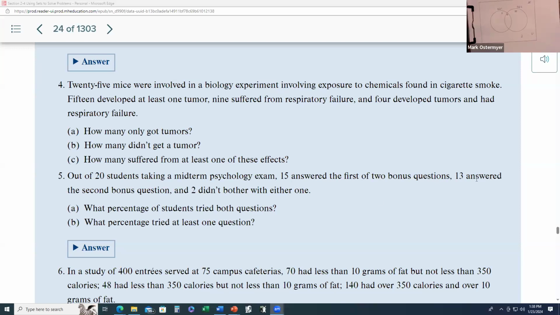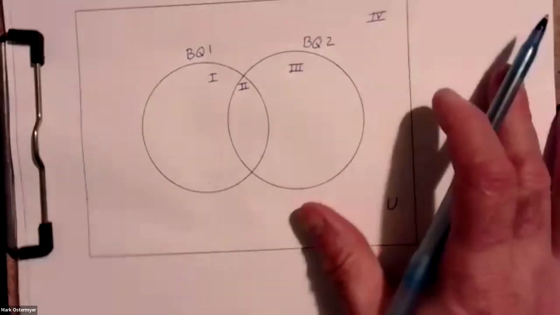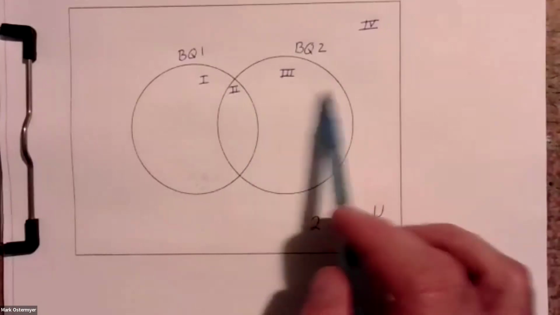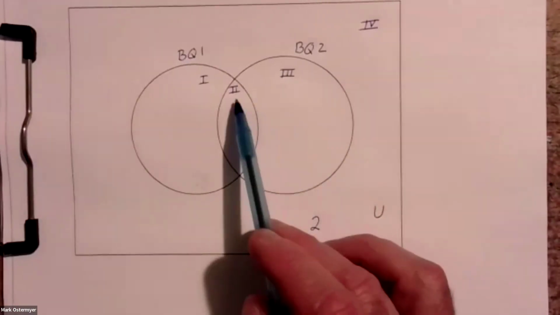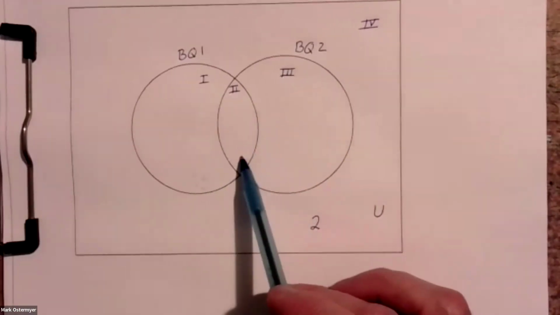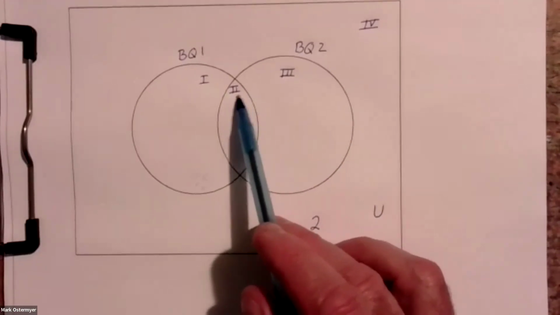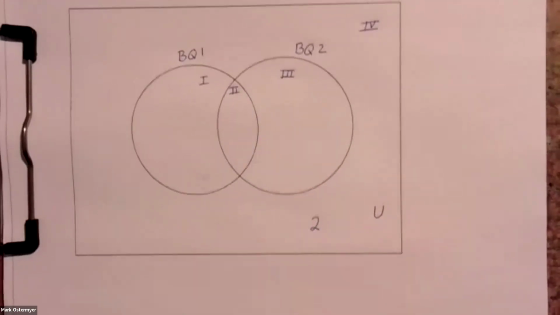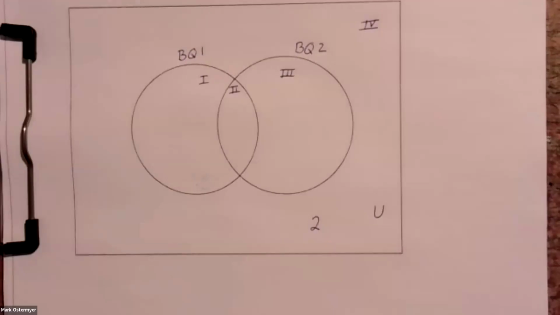To say 13 answered the second bonus question, okay, I understand that. But does that mean only 13 answered the second bonus question, or some of the 13 also answered bonus question one? And if so, how many also answered bonus question one? I don't like this question, I'll be honest with you. Does anybody beg to differ and think it is really crystal clear?